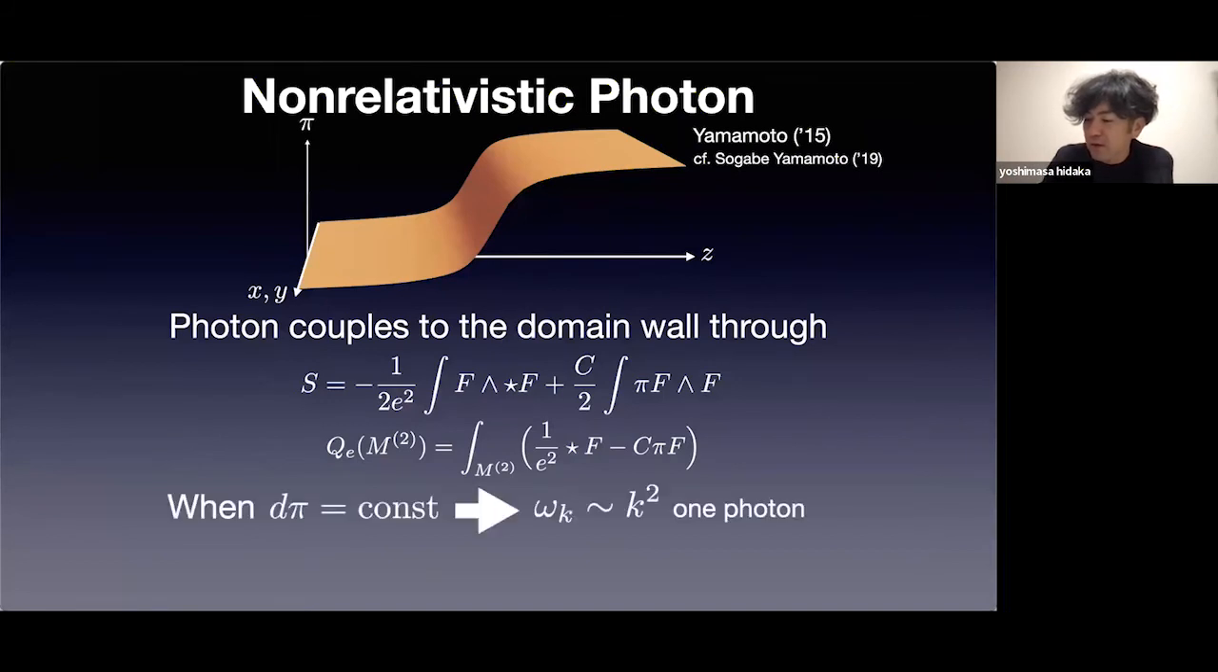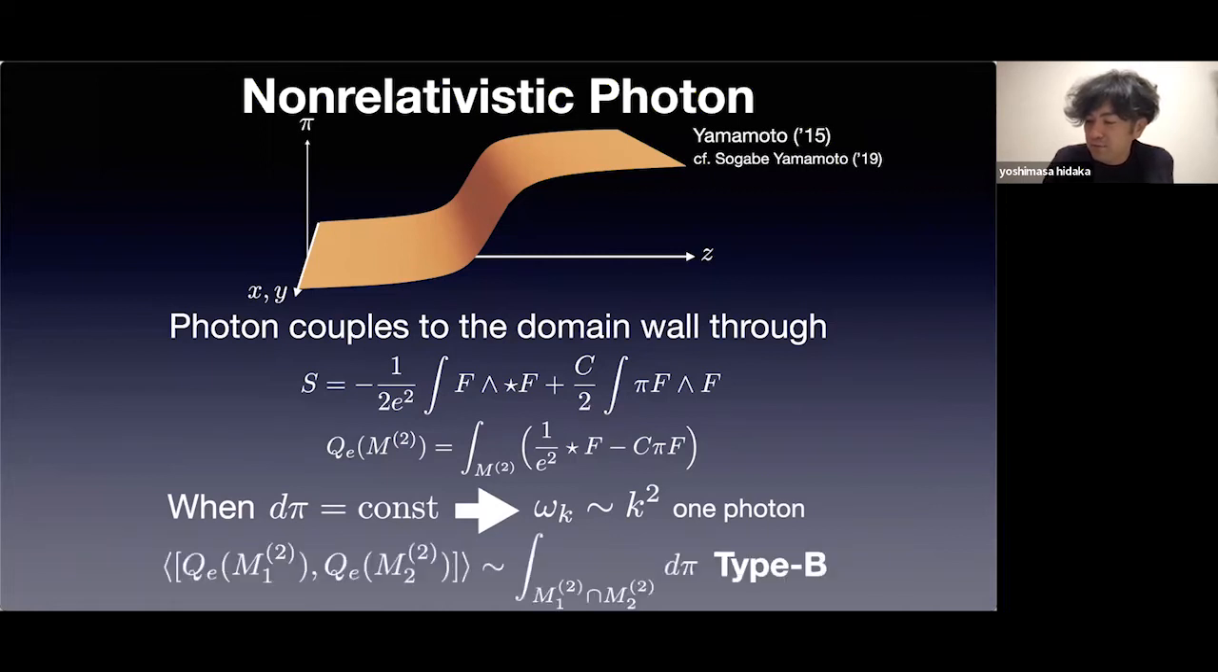So this actually can be understood as the commutator. In this case, this is a net charge of this system. This corresponds to the electric flux conservation. But in this case, the commutation relation is proportional to the domain wall number. So again, the expectation value of the commutator is non-vanishing. That is a type B photon. So the type B mechanism explains this behavior.